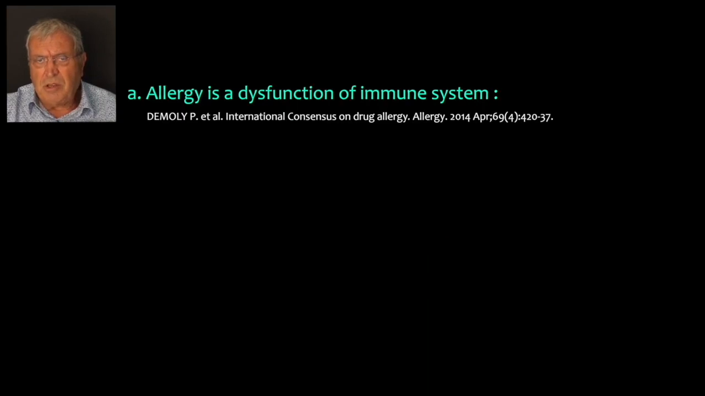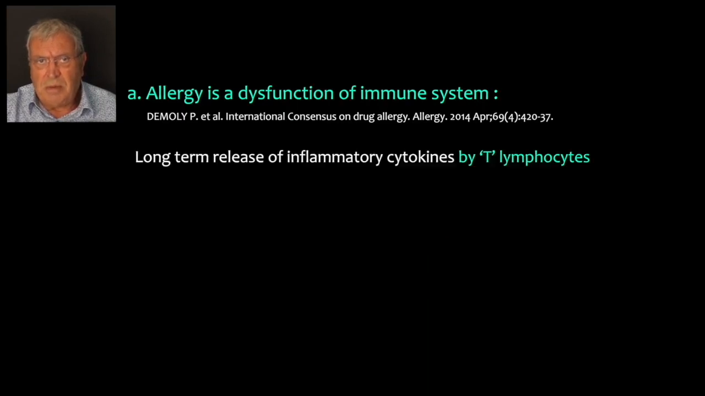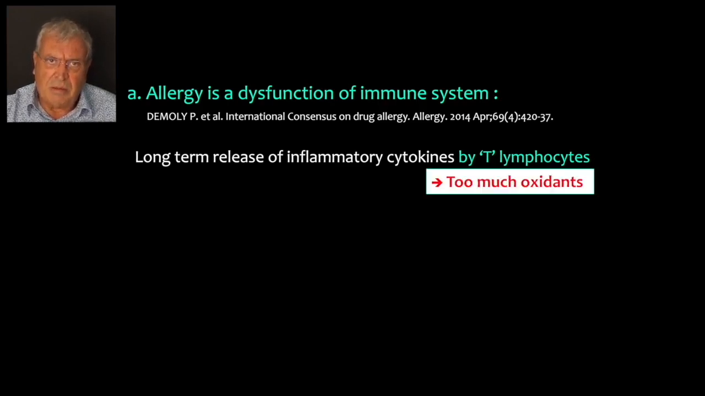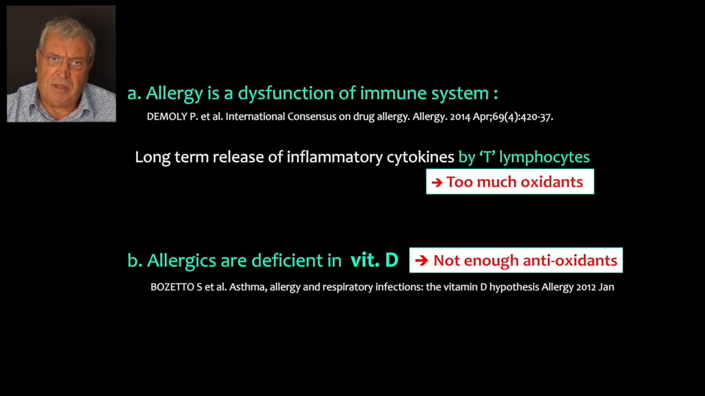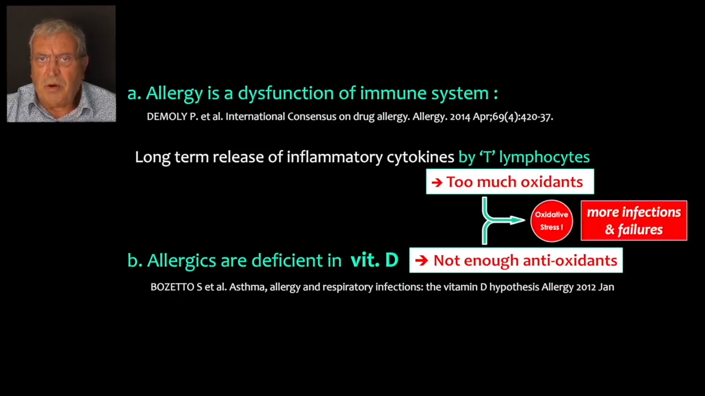But allergy is a dysfunction of the immune system. And we know the responsible, the T lymphocyte, which will release in long-term inflammatory cytokines. Then we will have an increase of oxidant production. But we know that allergic patients are deficient in vitamin D. They are not able to produce enough antioxidant. And the conclusion is that these patients are in oxidative stress. More infection and failures is logic.